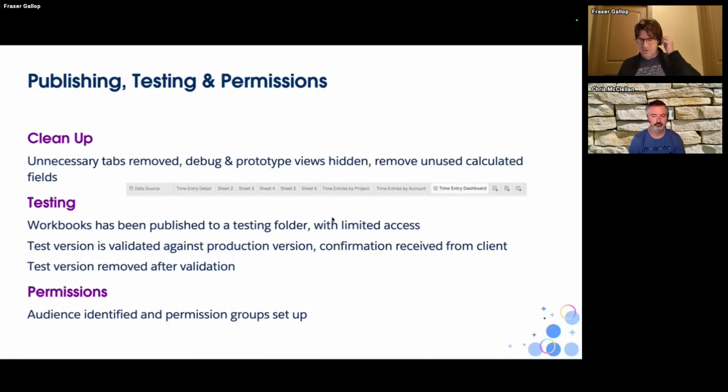When it comes to testing, lots of times we're publishing into a testing folder, especially if it's a revision of something that we've previously created. One of the key things on here is removing the test version after validation. We've come back to customers 6 months later where that hasn't happened, and they're using the test version. Even though we've published a nice version into production, the test version is still in use. So make sure once everything's been validated and confirmed, you remove that test version from the server.